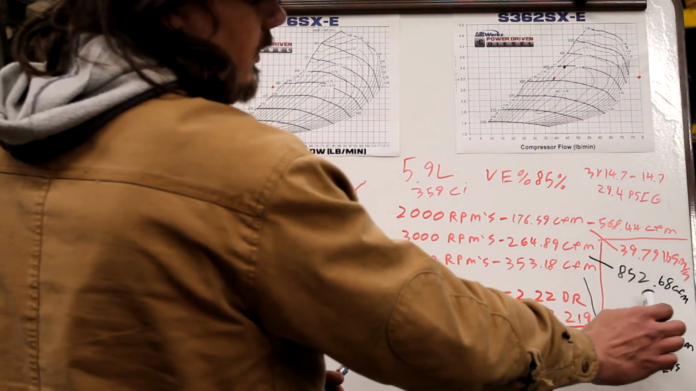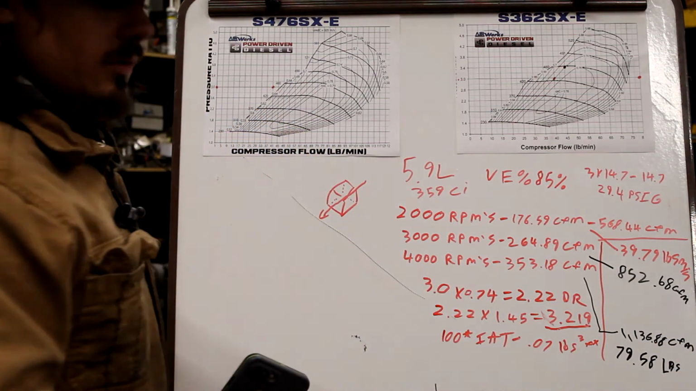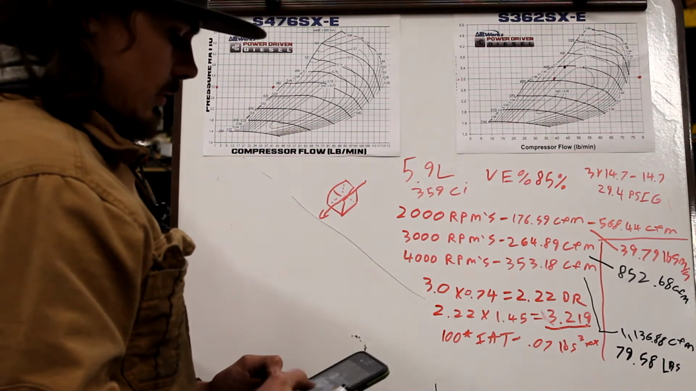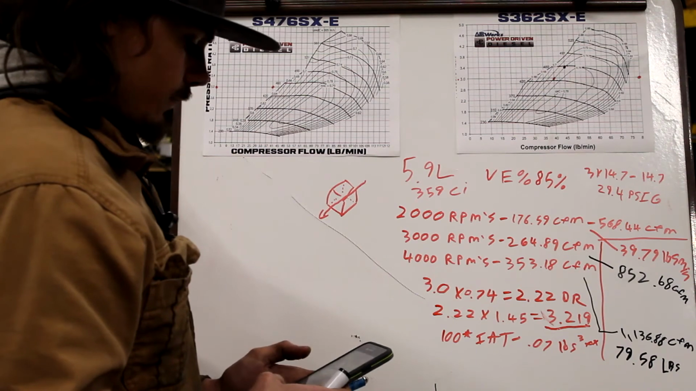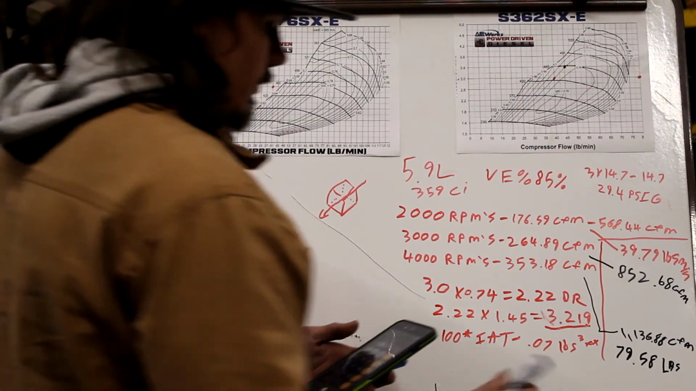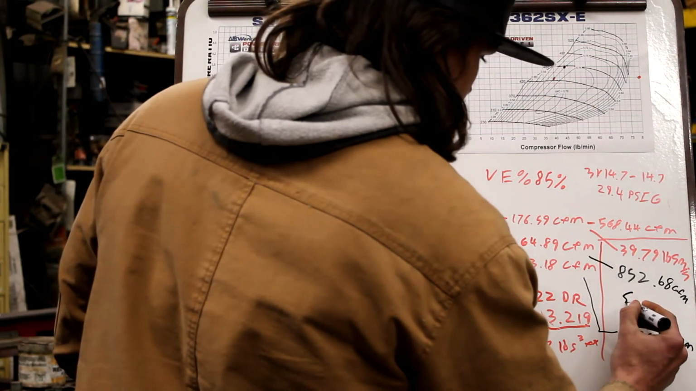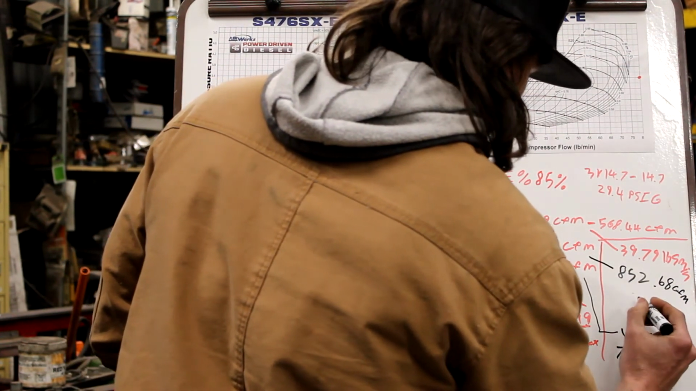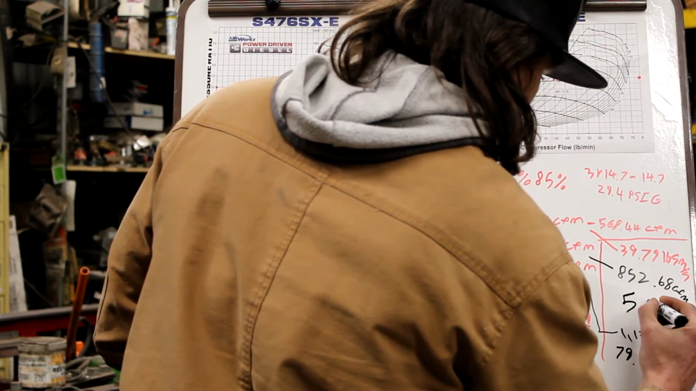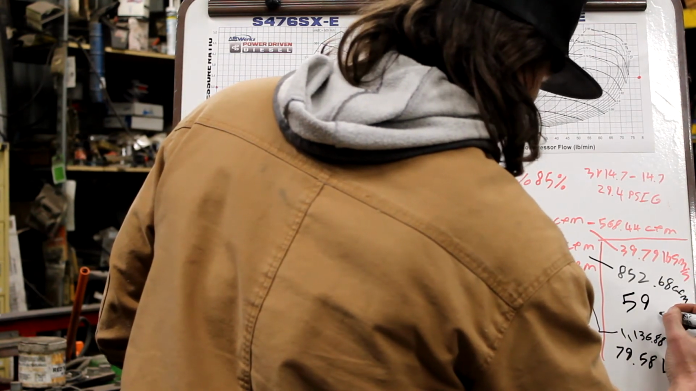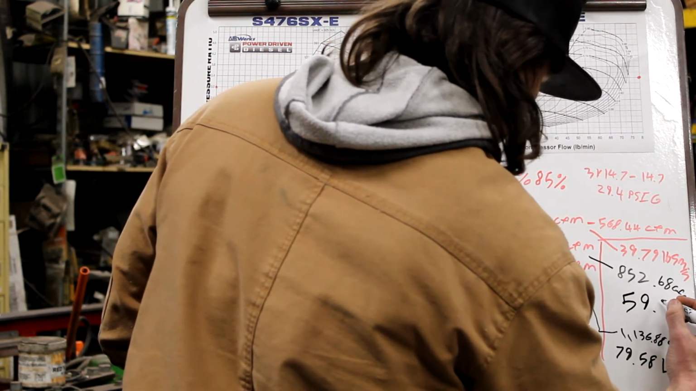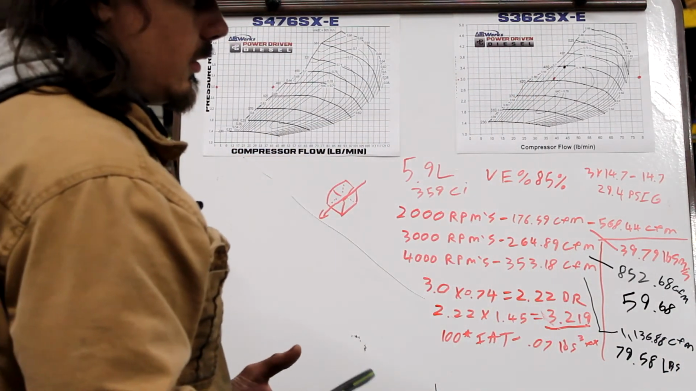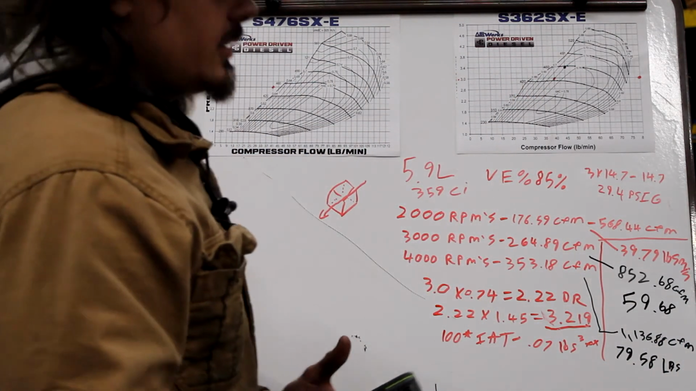852.68 cubic feet per minute. We're going to take the 852.68 multiplied by 0.07. That gives us 59.68 pounds per minute. We want to verify this on our map.